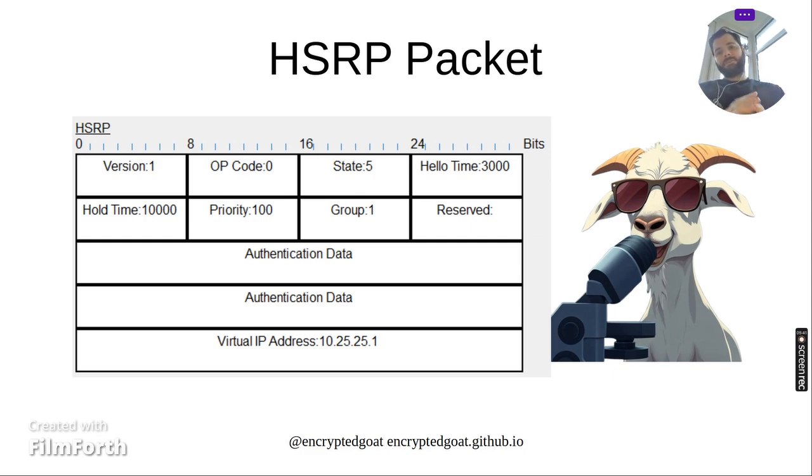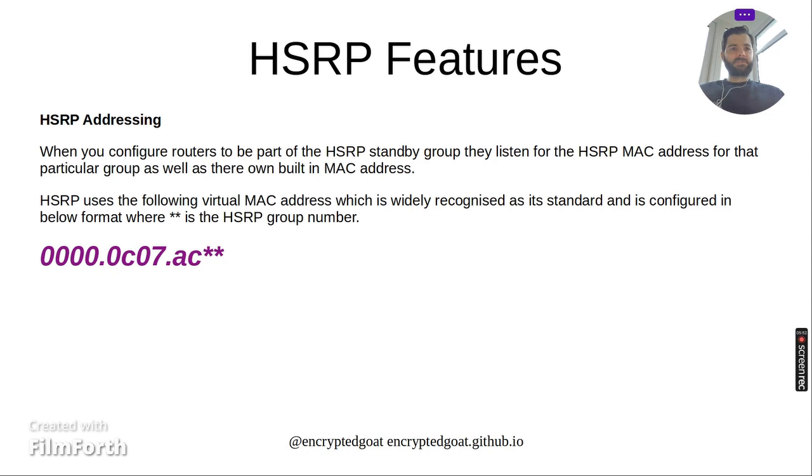And it also lists the virtual IP address, which in this case we set up as 10.25.25.1. So that's just a brief overview of a packet there. So let's go through some of the features here. First is just regarding the addressing.